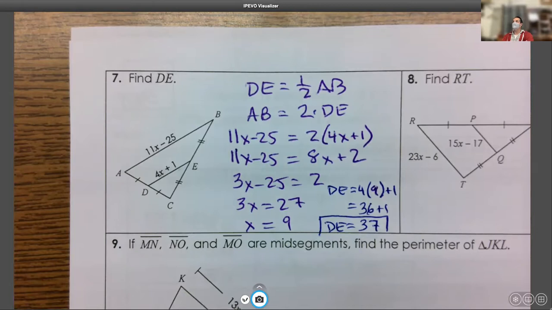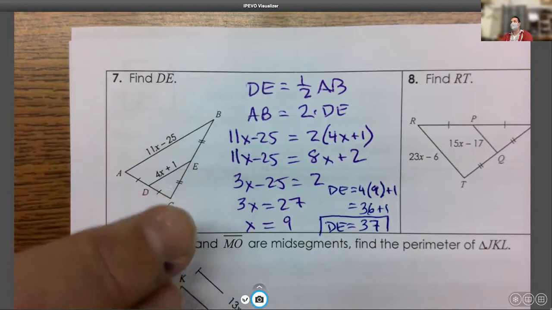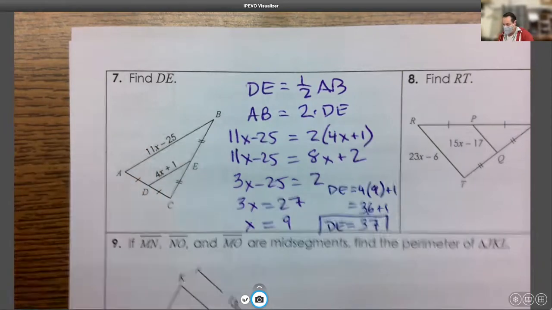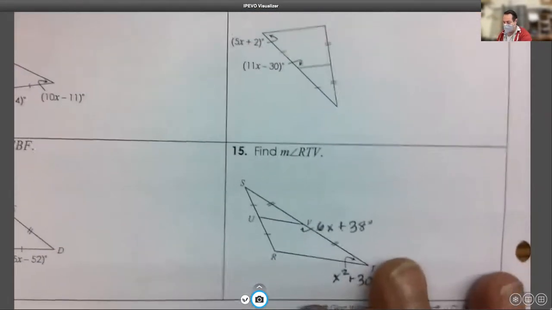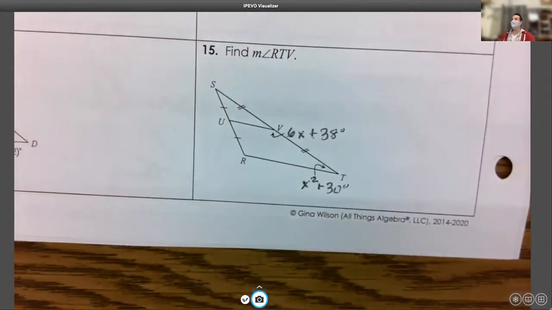Any questions on number 7 and how we set these up? This is the second skill I expect of you. The first is to recognize that parallel lines is going to make those angles have a relationship. The second is the lengths are going to be in a ratio of 2 to 1. The third skill I expect you to get from this is what's represented in number 15.